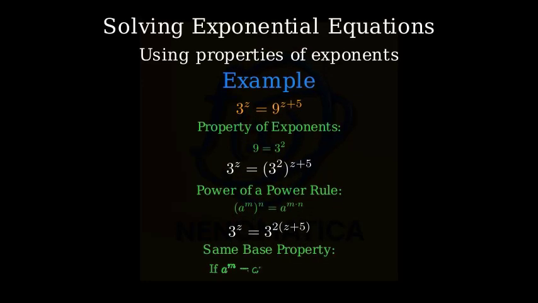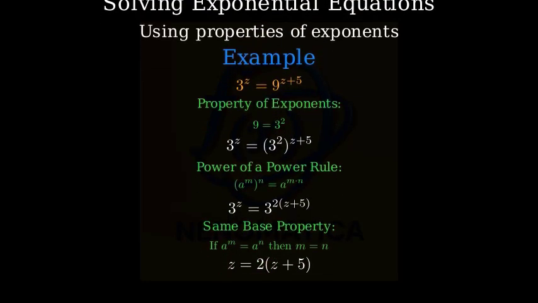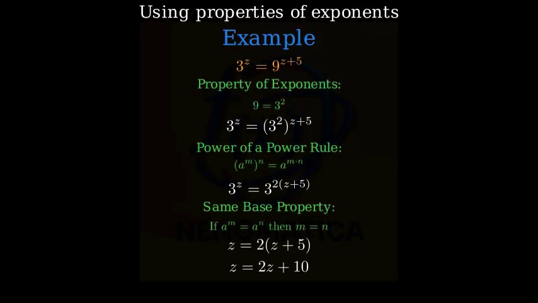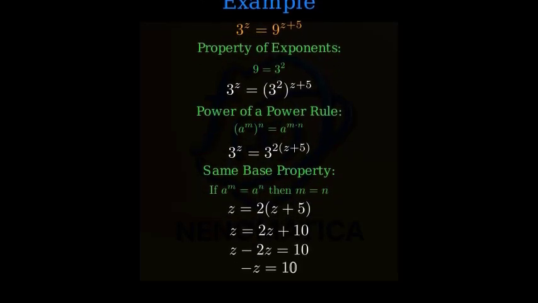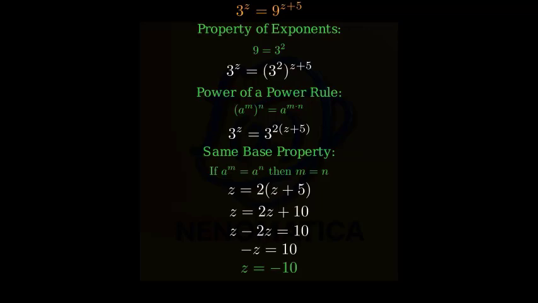Since we now have the same base on both sides, the exponents must be equal. This allows us to set up the equation z equals 2 times z plus 5. Let's expand the right side of the equation. 2 times z plus 5 equals 2z plus 10. Now we can solve for z by subtracting 2z from both sides. This gives us negative z equals 10, or z equals negative 10.